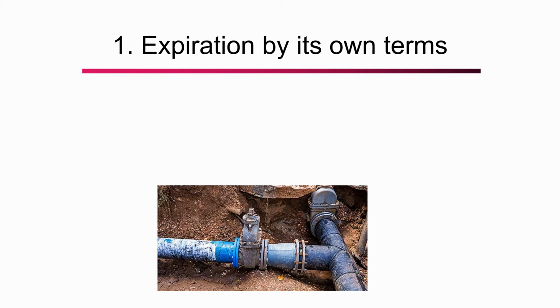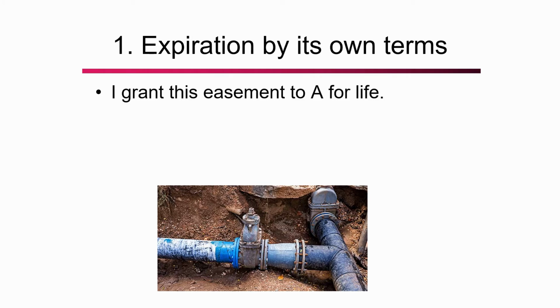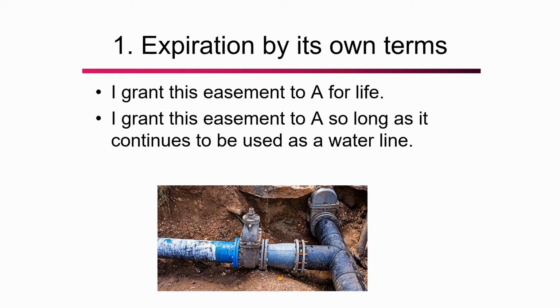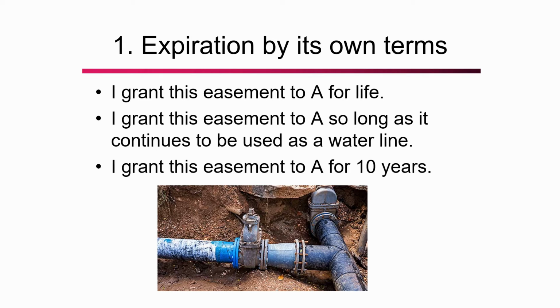Now, most easements are in fee simple absolute and they last indefinitely into the future. But an easement doesn't have to be in fee simple absolute. What if the easement said, I grant this easement to A for life? In effect, instead of a life estate, we have a life easement there. The easement might say, we grant this easement to A so long as it continues to be used as a water line. The "so long as" language should remind us of the fee simple determinable, and this is indeed an easement in fee simple determinable. What about I grant this easement to A for 10 years? That seems like a leasehold estate, but instead of an estate, of course, it's a leasehold easement.